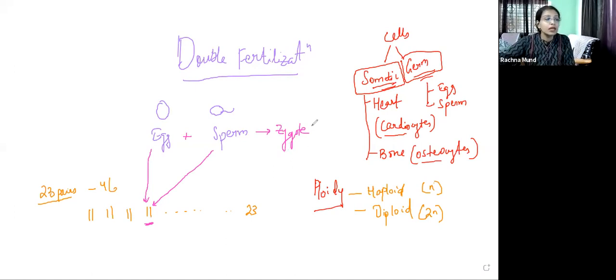Now, this zygote grows into an embryo, right? Now, what is the difference between the zygote and the embryo? There must be a difference. What is the difference between the zygote and embryo? This is a very basic question.